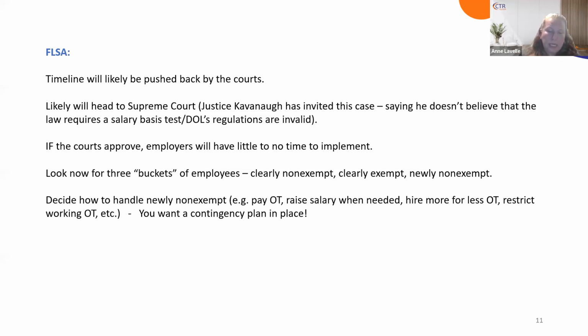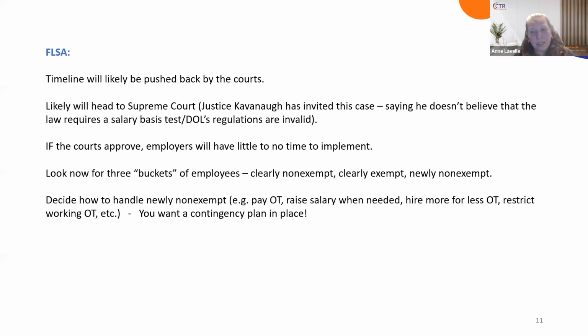What is very interesting about the Supreme Court is right now they are very conservative, right? And one of the justices in another FLSA case essentially invited this lawsuit. Justice Kavanaugh just said he doesn't think the DOL has any legal basis to issue a salary basis test, and that most of the DOL regulations are invalid. So that's quite a statement from a justice who hasn't even heard this case yet. I cannot imagine that this won't hit the Supreme Court, and we'll see what happens.